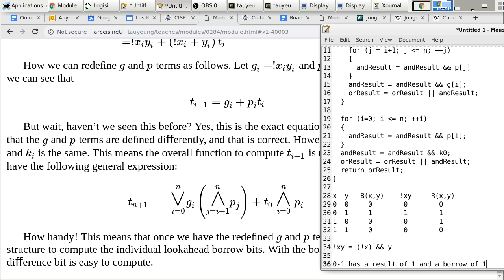Correct, yeah. So the idea of using borrow and carry allows me to perform multi-bit calculations instead of just one single bit.